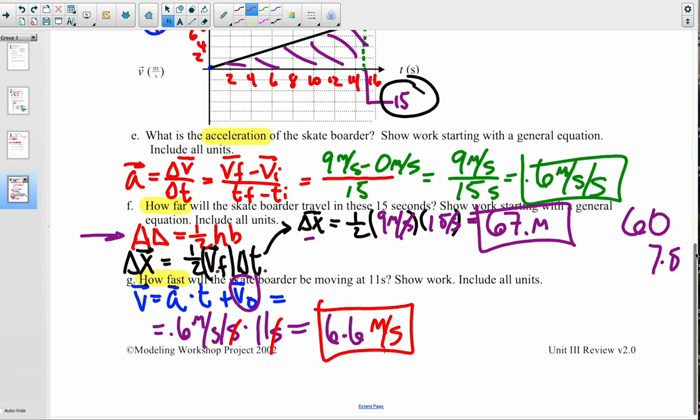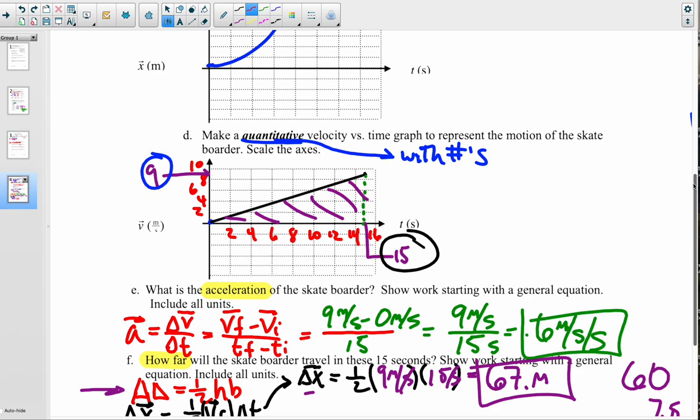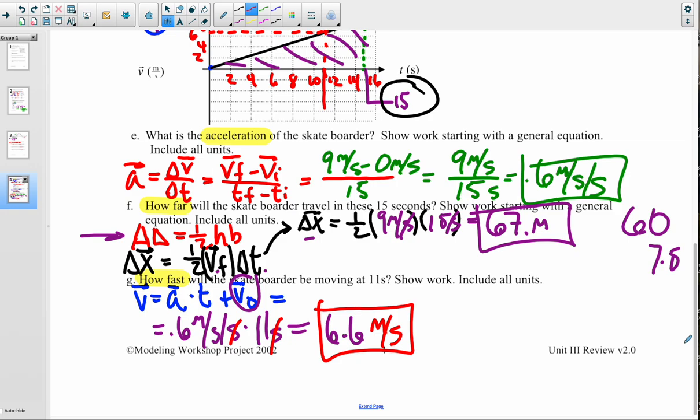If we take a look back up here on our graph, if you look where 11 seconds is, which would be here, we go up and across over here, you can see that's a little bit closer to the 6 than to the 8, which supports that information. Hope that helps.